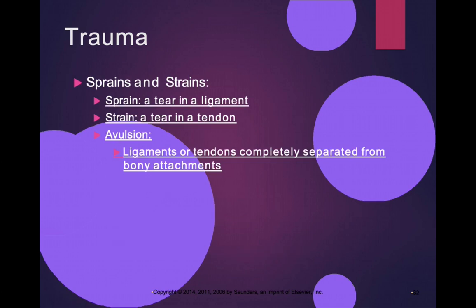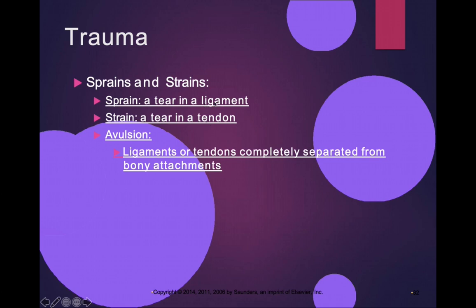Strains and sprains, these terms look a lot alike, but they're not the same thing. A sprain is when a ligament is stretched beyond its normal anatomical limit. A strain is when a tendon is stretched beyond its normal anatomical limit. So just remember that tendon has a T, and so does strain with a T. And tendons are just an extension of muscles, muscles attached to bones by way of tendons.